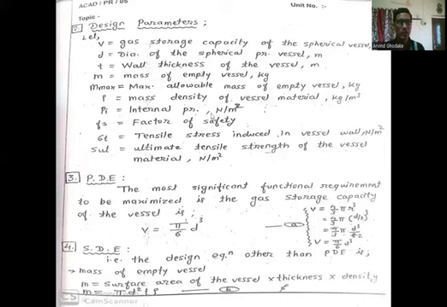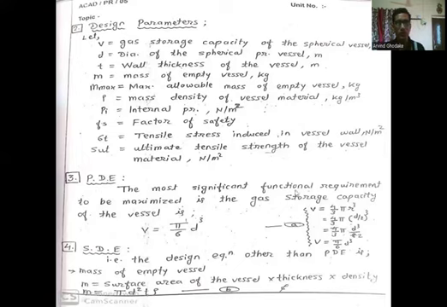Pi is the internal pressure in Newton per meter square. Fs is the factor of safety. Then sigma T is the tensile stress induced in the vessel wall in Newton per meter square. And SUT is the ultimate tensile strength of the vessel material in Newton per meter square. So these are the design parameters for the pressure vessel.